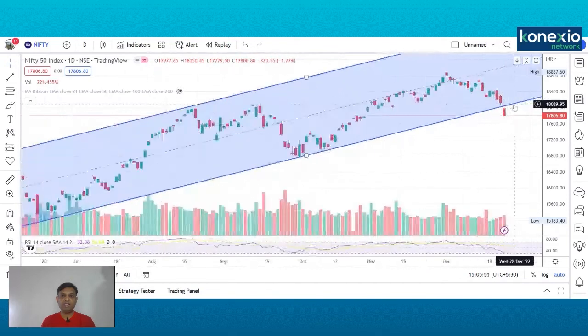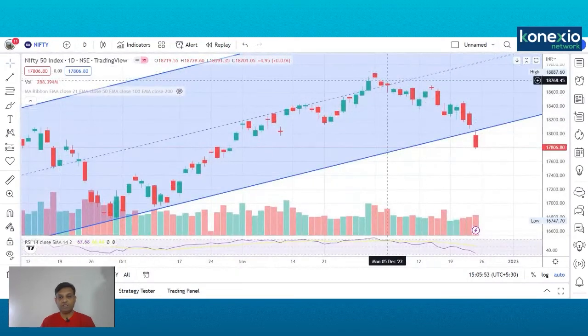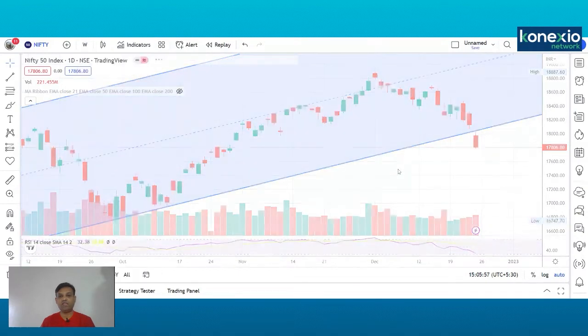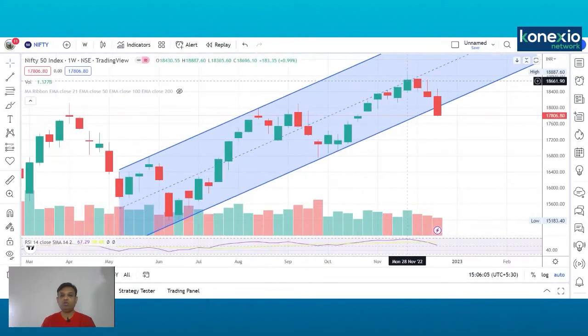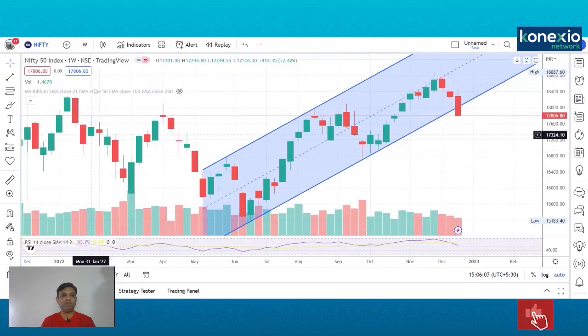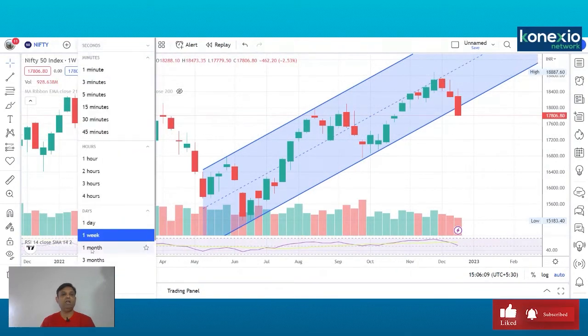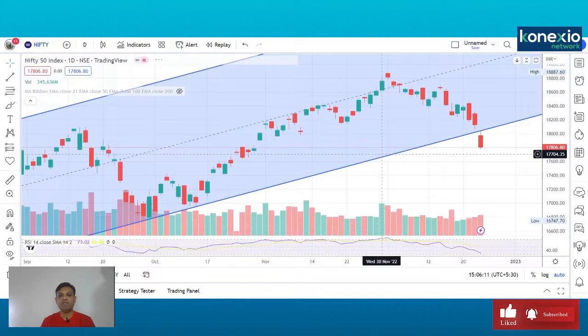But as you can see, last 3 weeks, this is the daily chart. Let me go to the weekly charts so that we can have a clear view. This is the weekly chart, and you can see for the last 3 weeks Nifty has been correcting. So quite possible that Nifty is in an oversold territory.